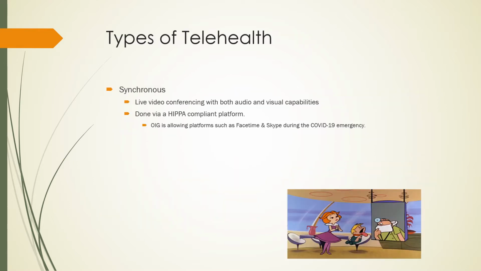The different types of telehealth consist of synchronous telehealth, and synchronous telehealth is defined as live video conferencing with both audio and visual capabilities. Synchronous telehealth is typically done via a HIPAA-compliant platform, such as your EMR. So for example, in Epic, our HIPAA-compliant platform for virtual health or telehealth are our virtual MyChart visits.